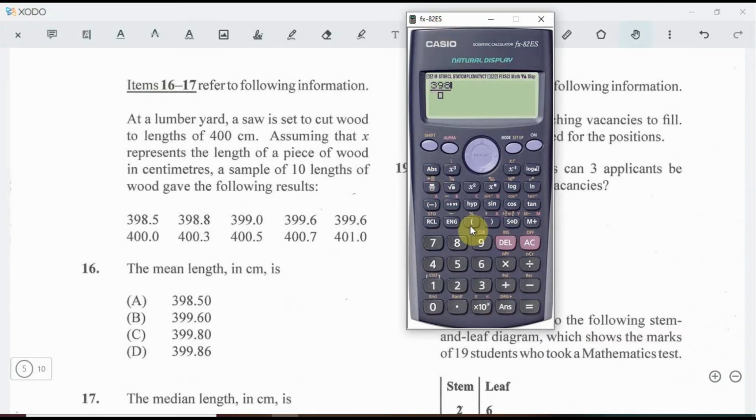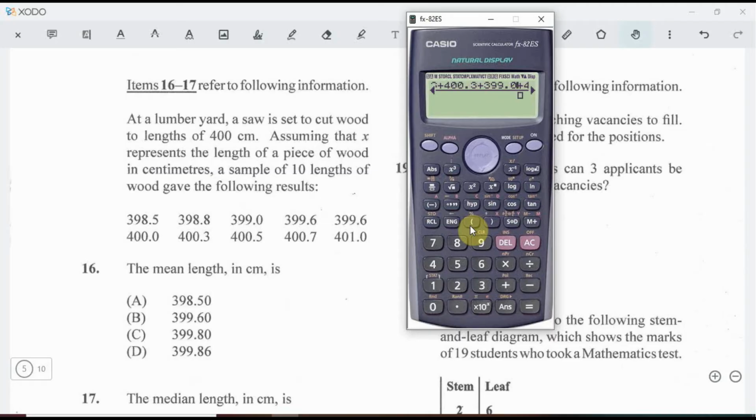So we have 398.5 plus 400.0 plus 398.8 plus 400.3 plus 399.0 plus 400.5 plus 399, plus 399.6 plus 400.7 plus 399.6 plus 401.0. So just checking if I input all the numbers correctly.